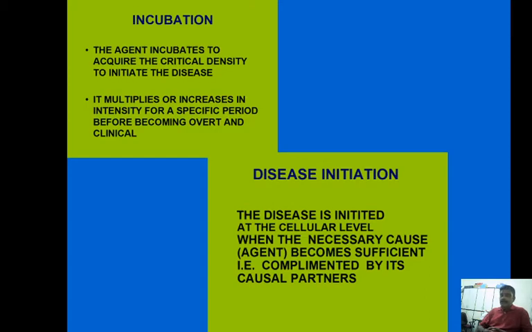Disease initiation is at the cellular level. The agent becomes sufficient, complemented by its causal partners, so it starts working on the cell. Look at COVID, it's not just the agent. People who actually end up having severe disease are already having some other comorbidities. That is a causal partner.